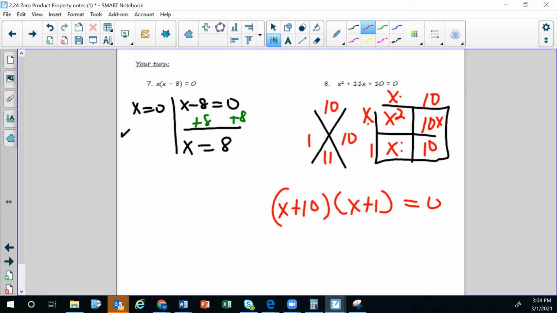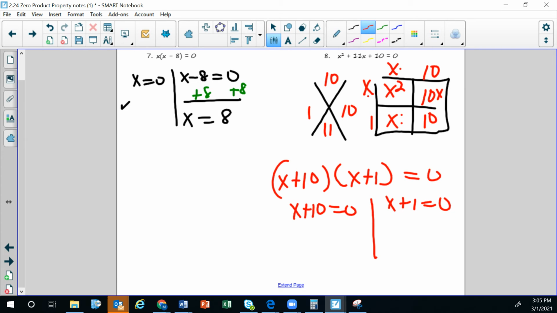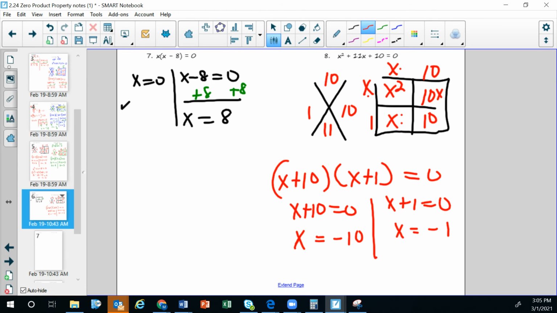And so I'm going to set each factor to 0. x plus 10 is equal to 0, and x plus 1 is equal to 0. To find x, all I'm going to have to do is add a negative 1. For the one on the right, I'm just going to add a negative 1 to both sides, and that's going to give me x is equal to negative 1. And if I add a negative 10 to both sides, my answer is going to be x is equal to negative 10. So those are the solutions, or zeros, to the quadratic equation. All right, that's number 8. Let's see what we have left.